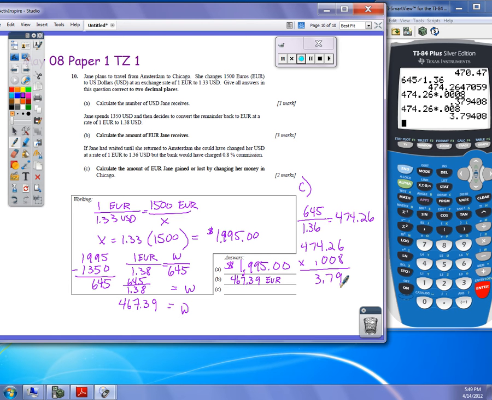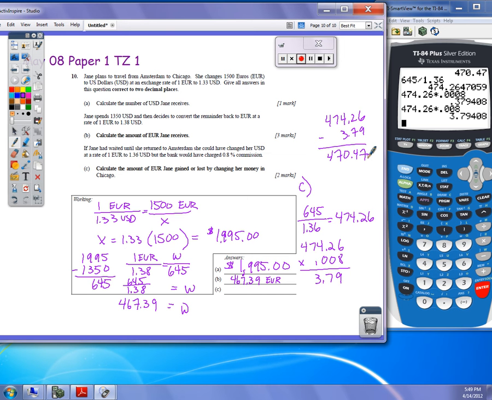3.79 commission. So when I take the 474.26 and subtract 3.79, what she actually ends up with is 470.47. And your inclination is going to be to write down that as your answer. But let's read the problem again.